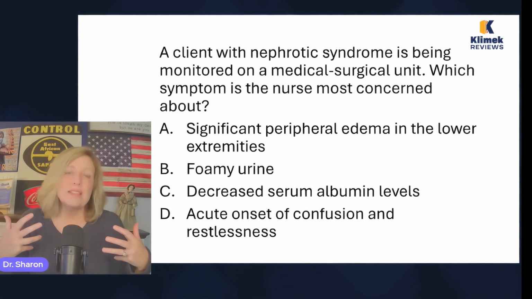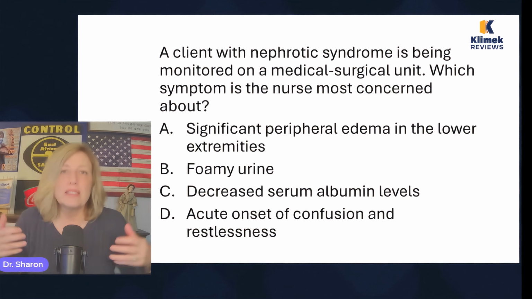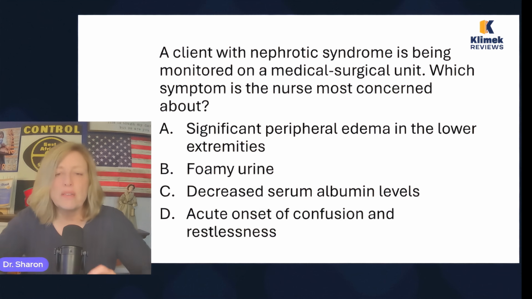Albumin in the serum holds fluid in the serum, right? And so that's why we're not constantly leaking fluid and we don't have a bunch of edema. So when we lose albumin, which is a protein, we can see edema. So A, B, and C are all expected with nephrotic syndrome. We don't expect confusion and restlessness.